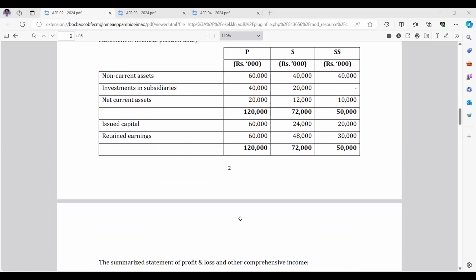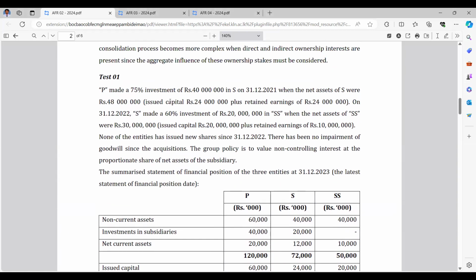So at the acquisition of S by the parent, we had stated capital of 24,000. Now, you can't recognize the stated capital of 24,000 as it is. Out of that, you can recognize only 75%, 24,000 into 75%, which is 18,000. The stated capital is debited and the cost of control is credited, 18,000.